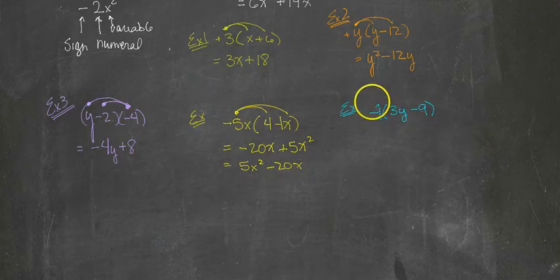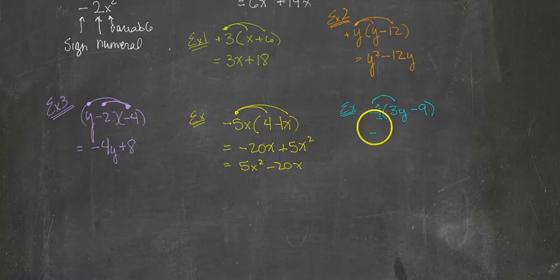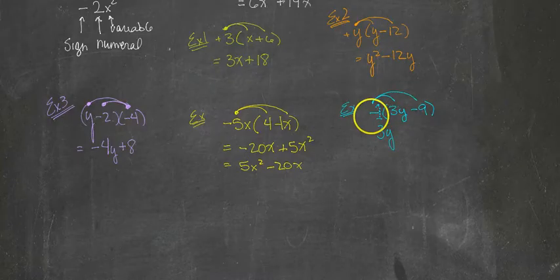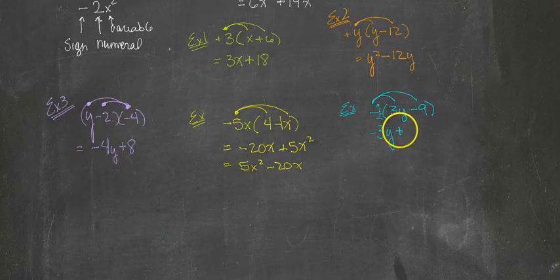So if I multiply negative 1 to 3y, I get a negative and a positive. 1 times 3, and then y. And now I multiply the negative 1 into the negative 9. A negative and a negative makes a positive, and 1 times 9 is 9. Okay, now I'm really done.